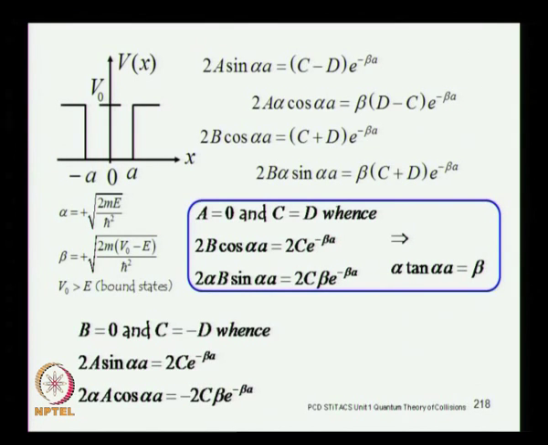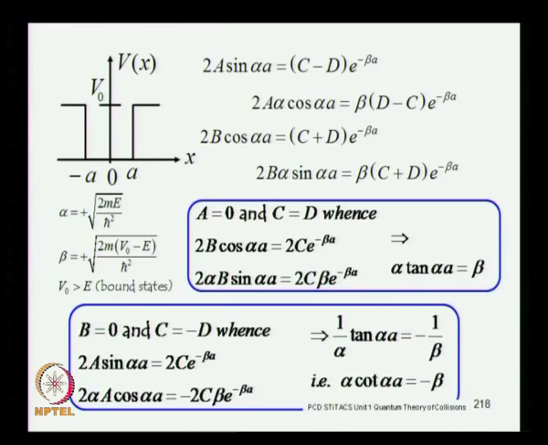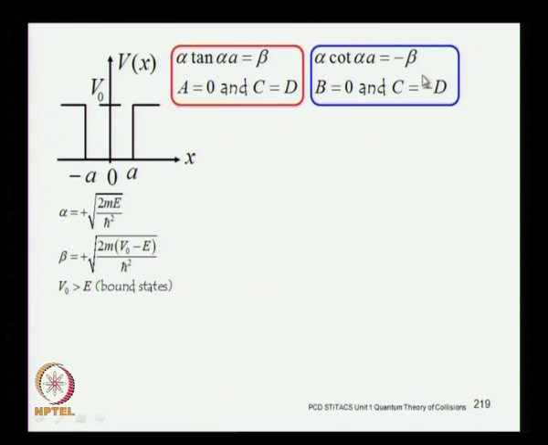Now, this relationship must be satisfied to get a bound state solution, and from the other condition, if B is equal to 0 and C is equal to minus D, then the right hand side C plus D will be 0. So, D will be minus C, and in this condition you get alpha cot alpha a equal to minus beta. So, there are two possibilities which emerge. One is alpha tan alpha a equal to beta, and the other is alpha cot alpha a equal to minus beta.